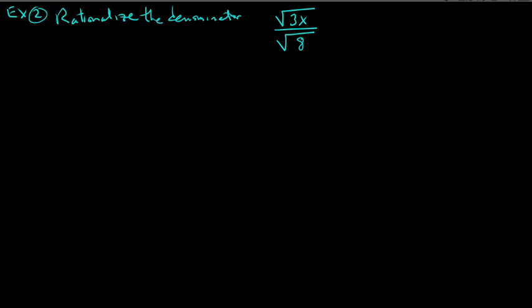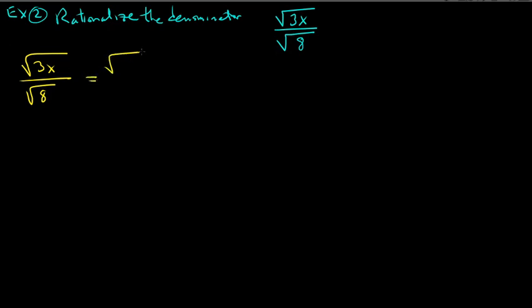Okay, so the next example, rationalize the denominator. We have the square root of 3x divided by the square root of 8. Okay, so again, what's the problem here? Let me write it over here. We have the square root of 3x divided by the square root of 8. And remember, you cannot have a square root in the denominator. So that's the issue here. And so how do we get rid of that square root in the denominator?